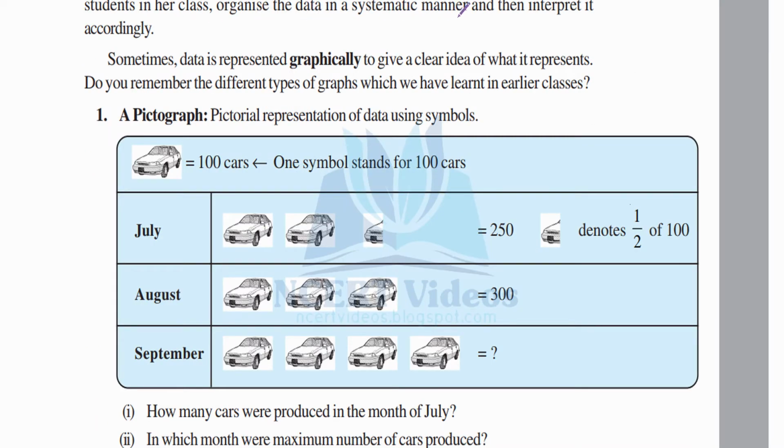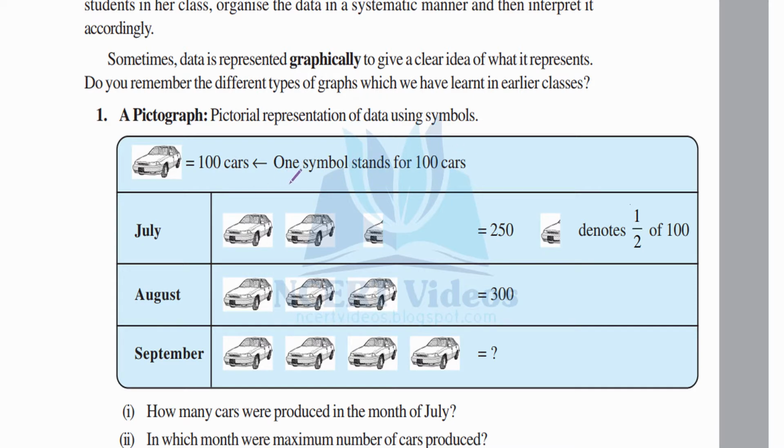After writing all the heights of the students, sometimes data is represented graphically, that we studied in the previous standard of 7th, to give a clear idea of what it represents. Do you remember the different types of graphs which we have learned in earlier classes? Well, yes, we represented the data in terms of pictograph. So a pictograph looks like this. For instance, if we are talking about cars, we will depict one picture of a car for every 100 cars. It says one symbol stands for 100 cars.